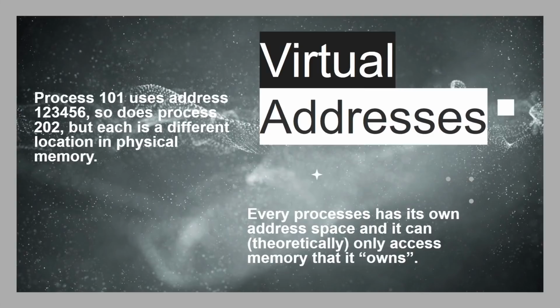So process 101 might have address 1, 2, 3, 4, 5, 6. Maybe it's a game, it's keeping the score in that memory location. Now you may have a task running in the background, let's say checking your emails, and it's using something to do with the networking. It's keeping a number related to the network protocols in there. Now they both have address 1, 2, 3, 4, 5, 6, but they're both being used for completely different things. And in fact, each is a different location in the physical memory. So the virtual addresses can be the same, but they map to different physical addresses.